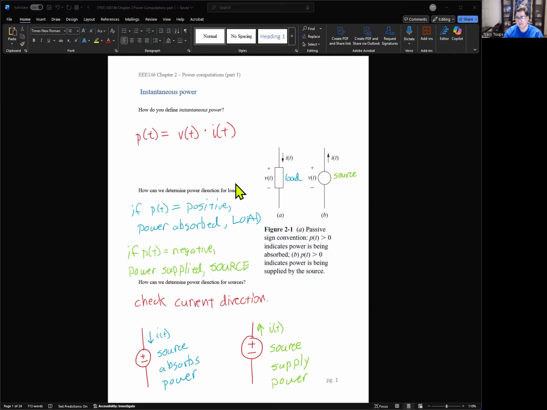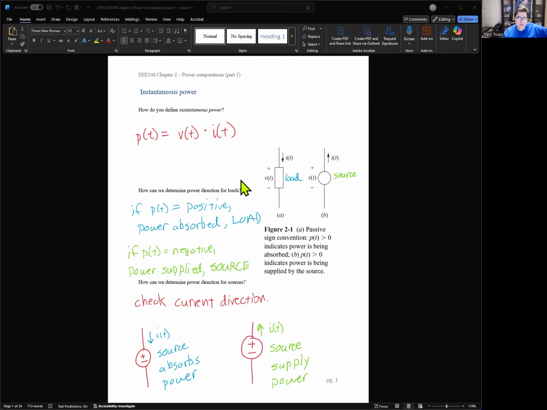Okay. Now we have these passive sign conventions we always have to look at. Power can be either going into a device or coming out of a device, right? And that's the difference between what a load is versus a source. A load takes power and energy out of the circuit. A source puts power and energy into the circuit.